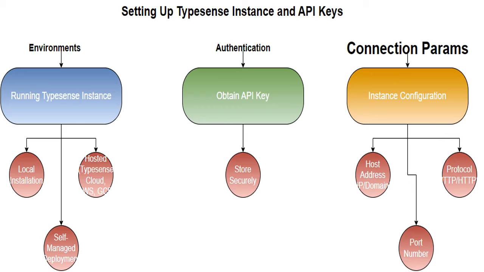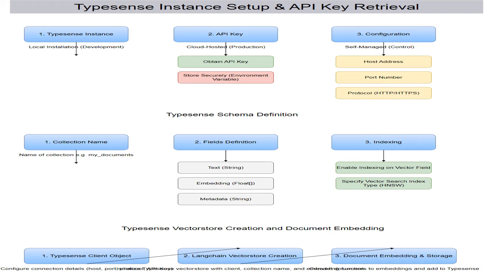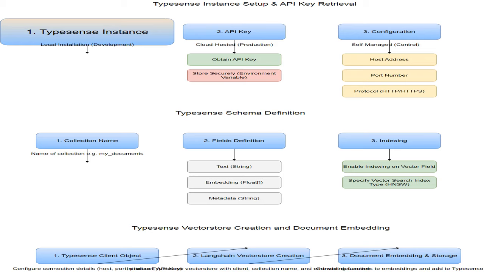Authentication is the process of verifying the identity of the application connecting to Typesense, ensuring that only authorized apps can access the data. Alright, let's break down how to get your Typesense instance up and running, and how to snag that all-important API key. So, the very first thing is getting your Typesense instance ready. Think of it as setting up your own little Typesense server.